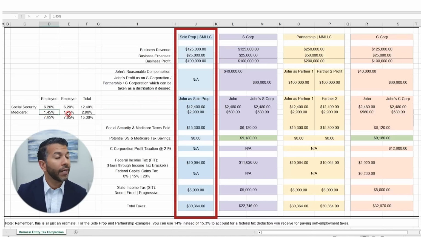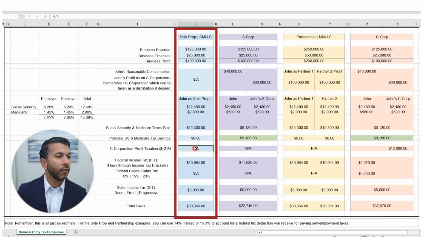Likewise, with the Medicare, you have to pay the Medicare tax for the employee and the employer because you are both as a sole proprietorship. And so 100,000 times 2.9% is $2,900. So if you add these two together, you're paying about $15,300 or 15.3% in Social Security and Medicare taxes, okay? What other taxes do you have to pay?